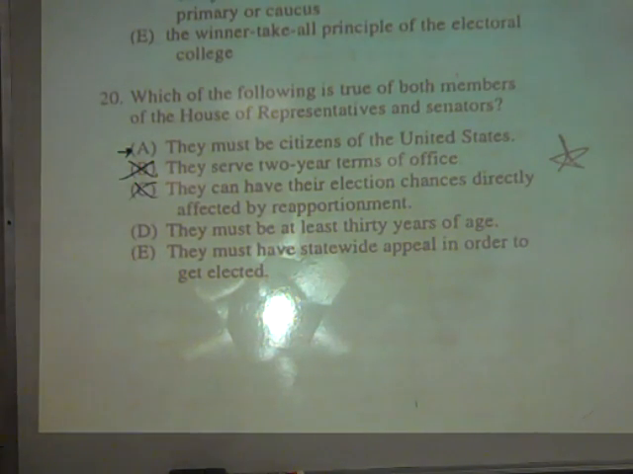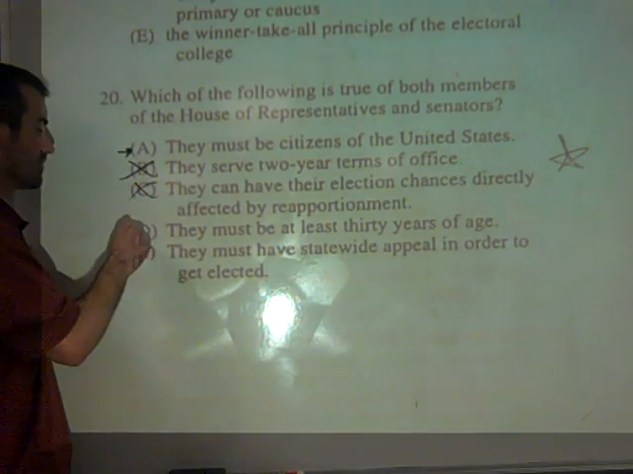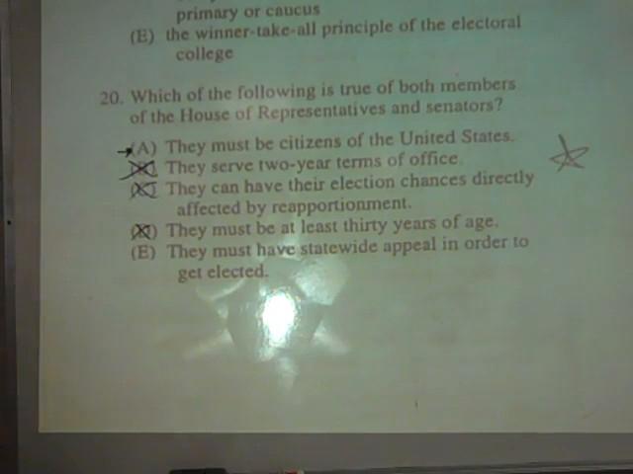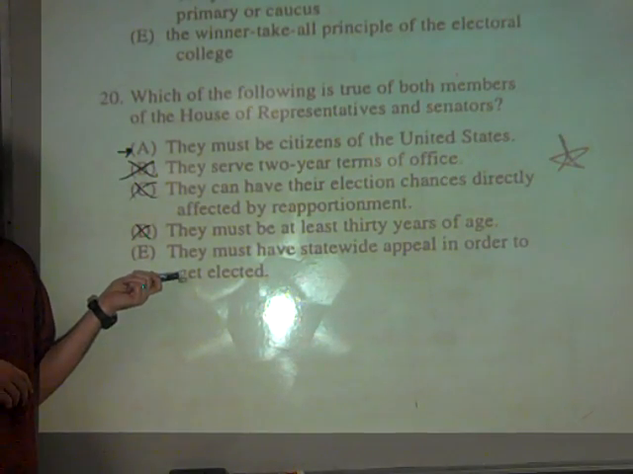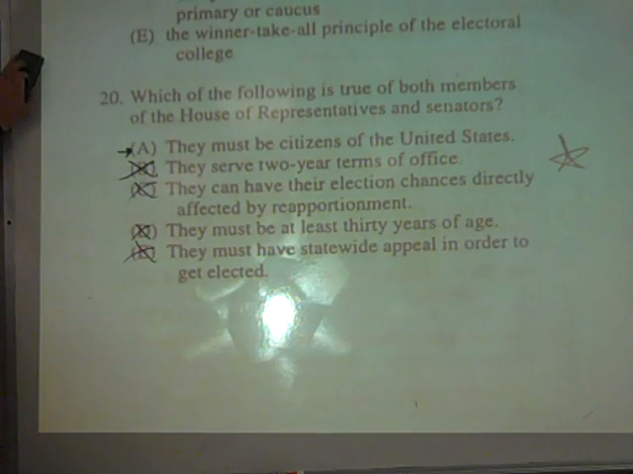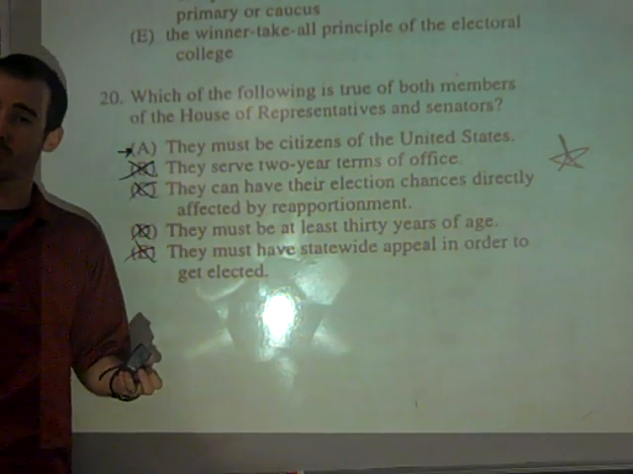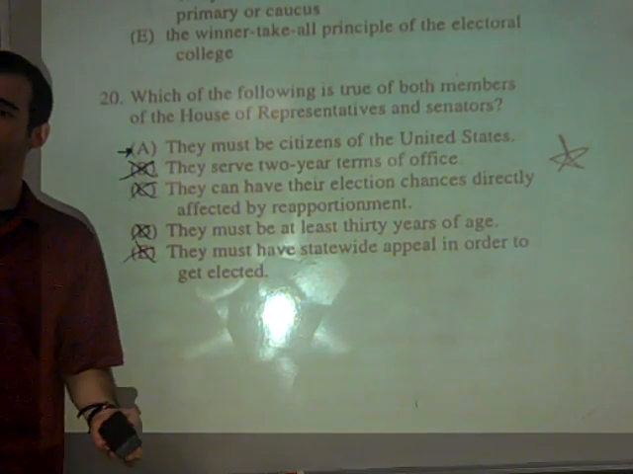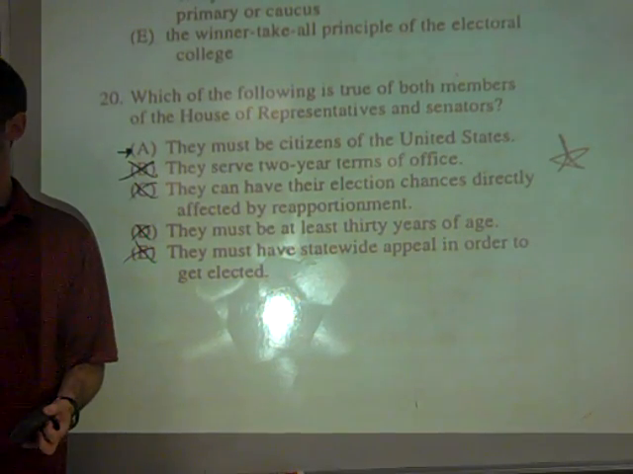They must be at least 30 years of age. That is true of senators, but members of the House can be 27, I believe, is the minimum age. They must have statewide appeal in order to get elected. That's true of senators, but it's not true of members of the House. You only have to appeal to your district. That's your constituency. Remember, constituents are the people who you represent, whether they voted for you or not, whether they're even allowed to vote or not. They just live in your area.